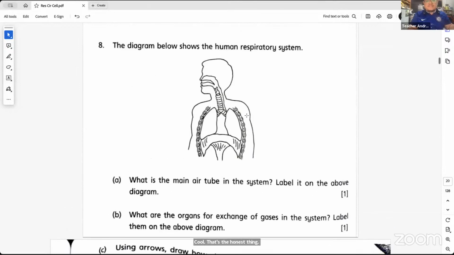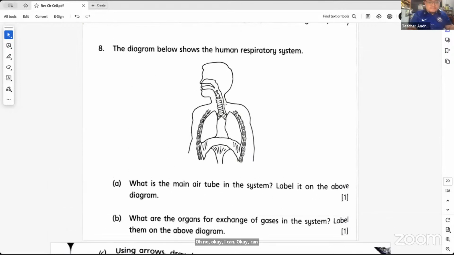Can I have a volunteer to tell me which is the main air tube? Is it A? Is it B? Or C? Yes, Lauren. Is it A, B, or C? I think it's B. Very good. Thank you, Lauren. Yes, the answer is B. This is the main air tube.